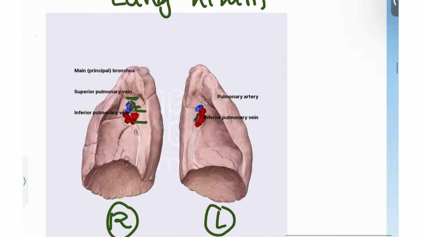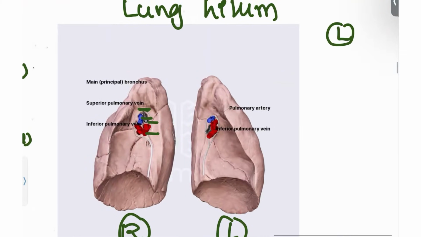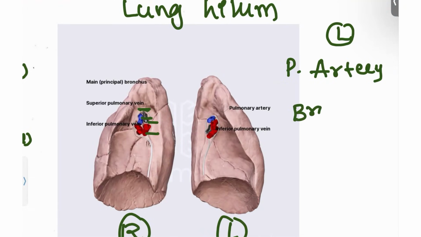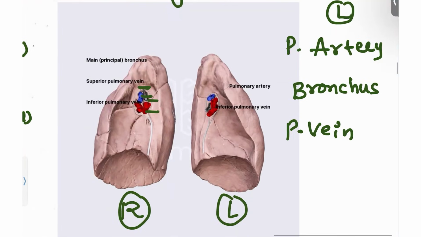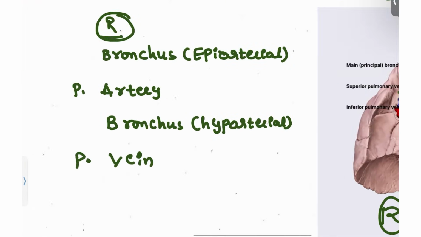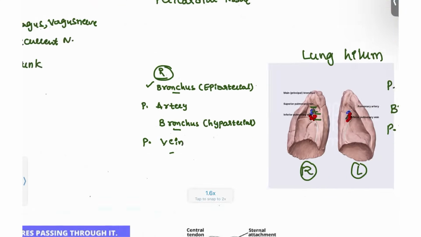Next, on the left side of the hilum, only the artery, that is your pulmonary artery, and next one is the bronchus below the artery and the pulmonary vein. This is how it is present in the left side of the hilum, whereas on the right side: the eparterial bronchus, pulmonary artery, another bronchus and another vein. So this is how the hilum structures will be presented.